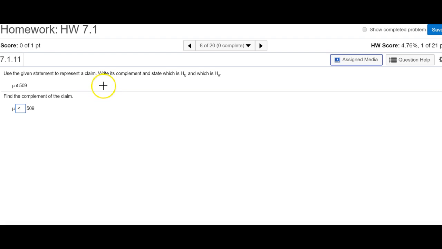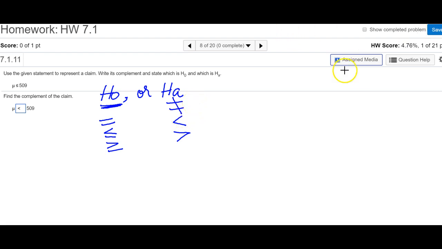We first write our claim, whatever our claim is, and then decide if that claim is H0 or HA. Everybody with me on this one? I hope so. And what is the hint for H0? H0 is something that has an equality symbol, like less than or equal to, greater than or equal to. What about HA? Not equal to, less than, or greater than. Okay, so now having said that, let's work on this problem here.